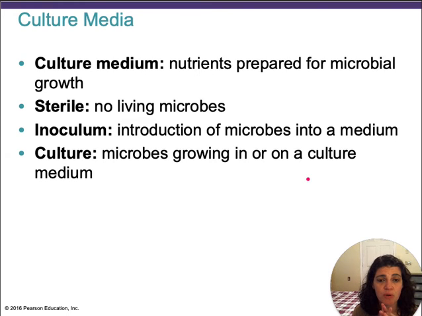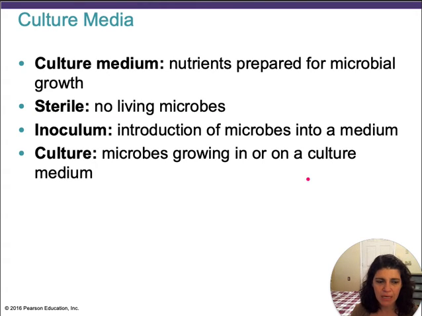So different from a dog that eats the food from the bowl and then when he's done, he just gets out of where the bowl is and he's done. The bacteria live in their bowl because they're super tiny, right? So remember, solid or liquid culture medium is where the nutrients are for the microbial growth.